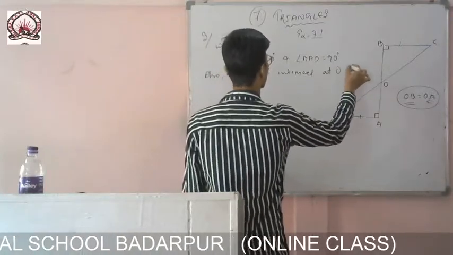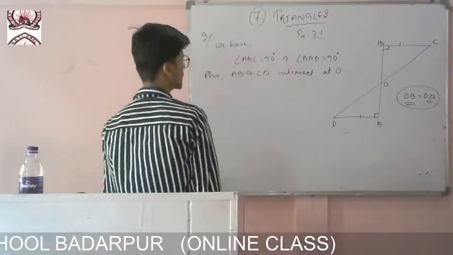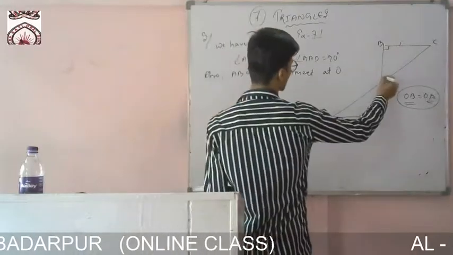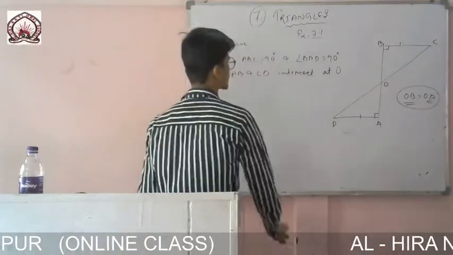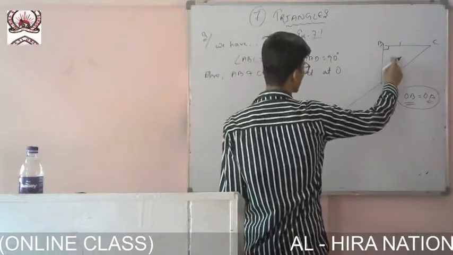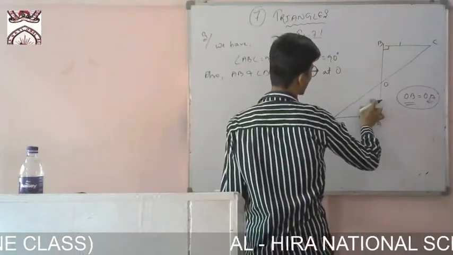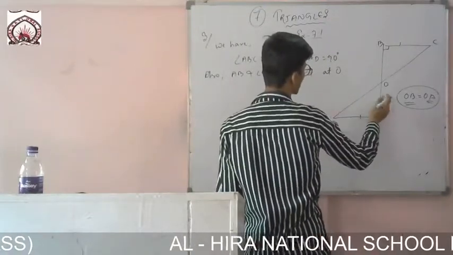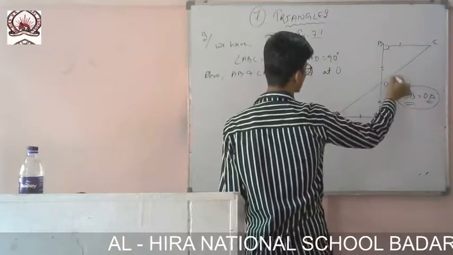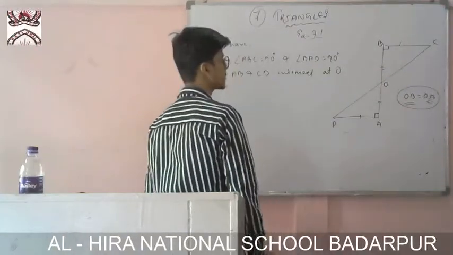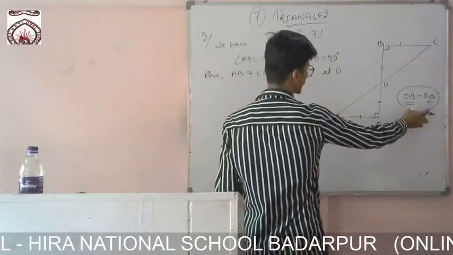AB and CD intersect at O. Why have I written this one? Because I can write these two angles as vertically opposite angles. What I have to do is prove that these two triangles are congruent. If I can prove that these two triangles are congruent, then I can say that this part is equal to this part. If these two parts are equal, then this OB will be equal.